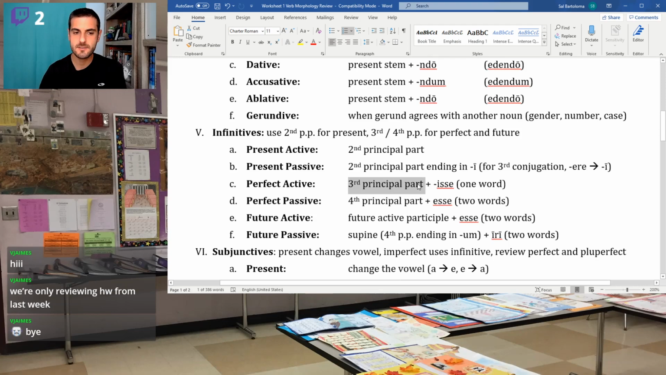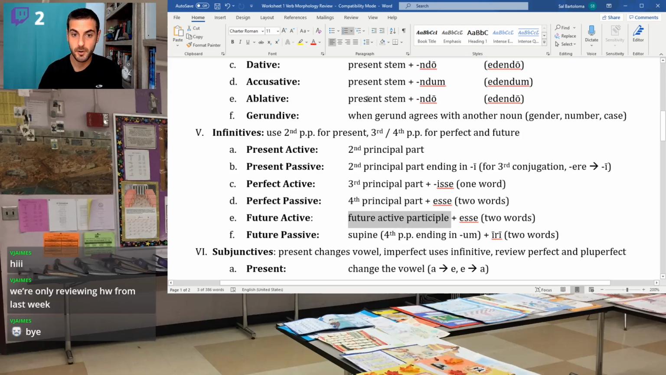Anything perfect active is going to be your third principal part. So we did moneo in class. This is monuisse, amavisse, duxisse, dixisse. Even for sum, it would be fuisse. Right? So whatever the third principal part is. And perfect passive is always the fourth principal part. Ductum esse, dictum esse, amatum esse, positum esse, whatever the fourth principal part happens to be.